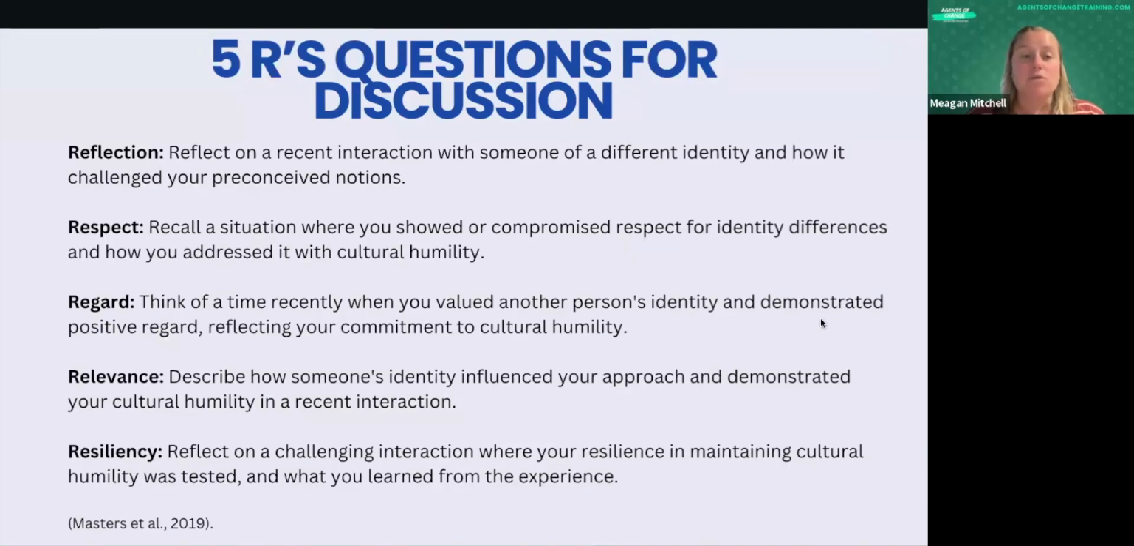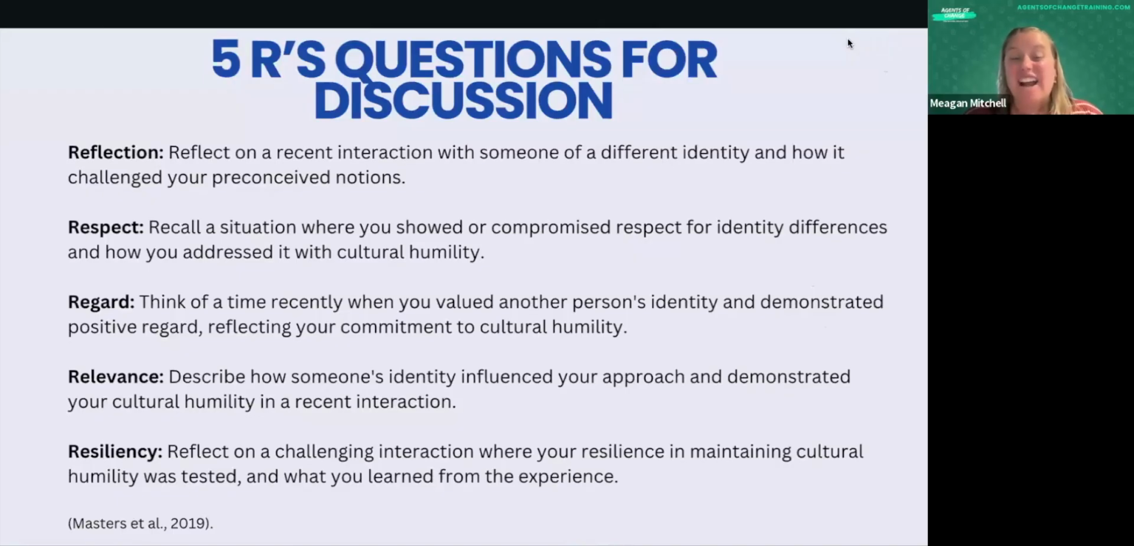The second, week 2, was respect: recall a situation where you showed or compromised respect for identity differences and how you addressed it with cultural humility. The third was regard: think of a time recently you valued another person's identity and demonstrated positive regard, reflecting your commitment to cultural humility. Relevance: describe how someone's identity influenced your approach and demonstrated your cultural humility in a recent interaction.